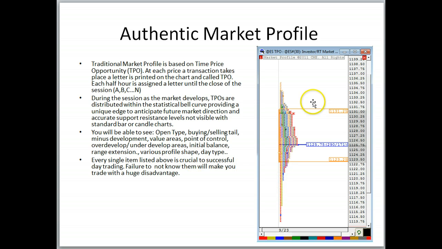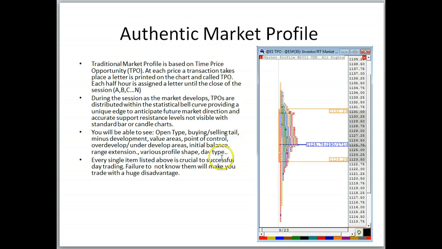You will be able to see value areas, which is in this case the orange box, where 70% of all the actions took place. So you have the value area high at 1131 and a quarter, value area low at 1123 and a quarter, point of control, which is the area where you had the most TPO, is at 1125 and 75. You can also see that 290 TPOs are above the point of control, 171 below the point of control.